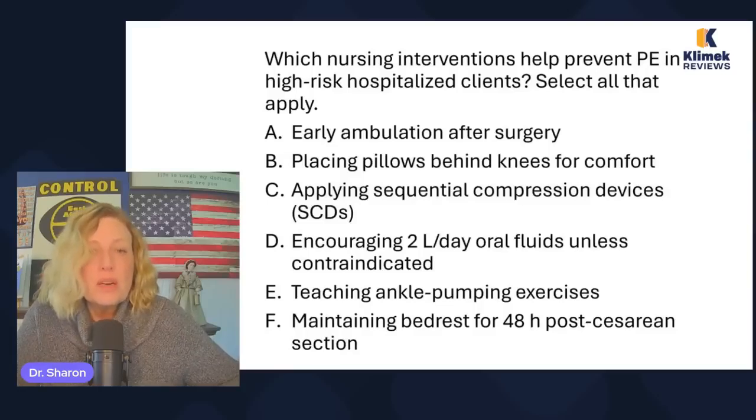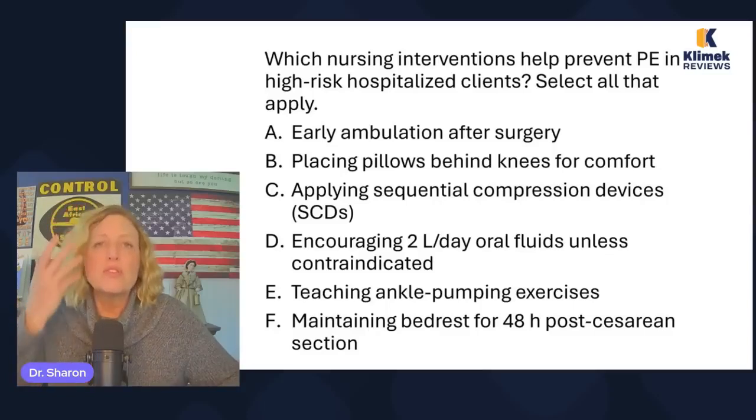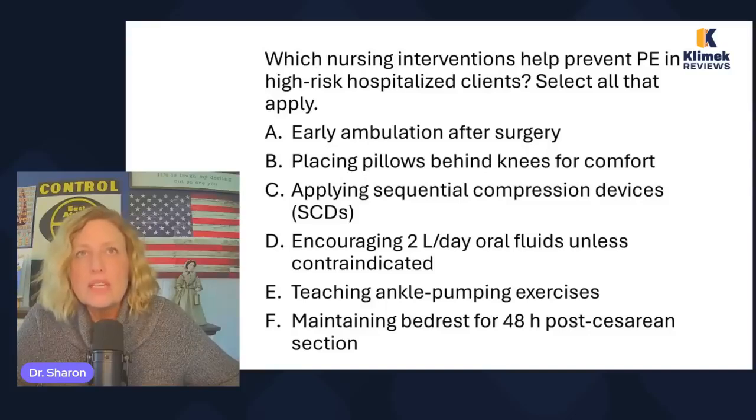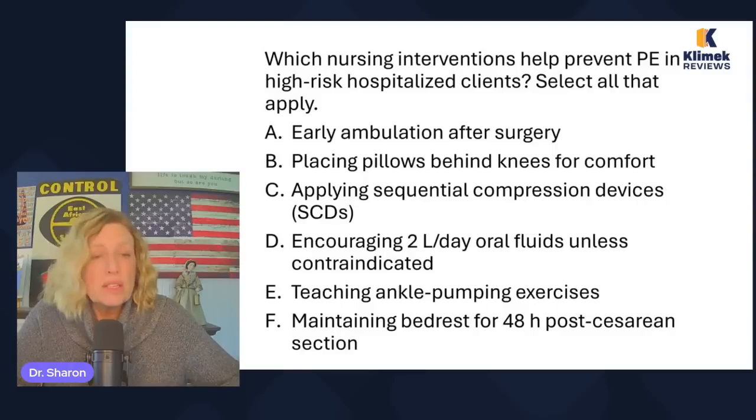Which nursing interventions help prevent PE in high-risk hospitalized clients? Select all that apply. So who's at high risk in the hospital? If they have recent surgery, particularly orthopedic surgery, if they're taking estrogen, birth control medications, if they've had a recent delivery, birth to a baby, immobility, these are all things that put them at risk.